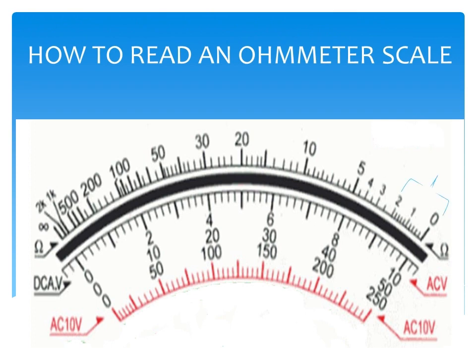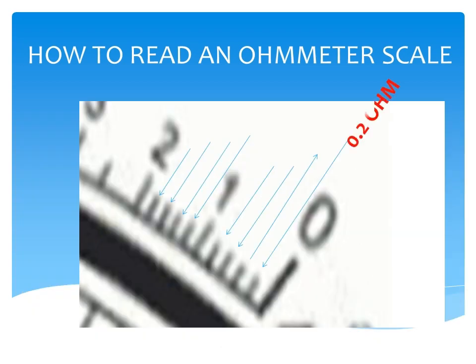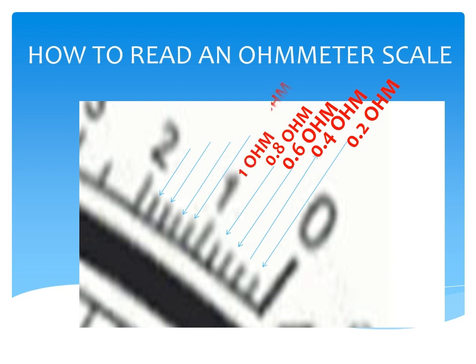Interval from 0 to 2 ohms. Per division, the graduations are counted by 0.2 ohm. The first graduation reads 0.2 ohm, 0.4 ohm, 0.6 ohm, 0.8 ohm, 1 ohm, 1.2 ohm, 1.4 ohm, 1.6 ohm, 1.8 ohm, 2 ohm.